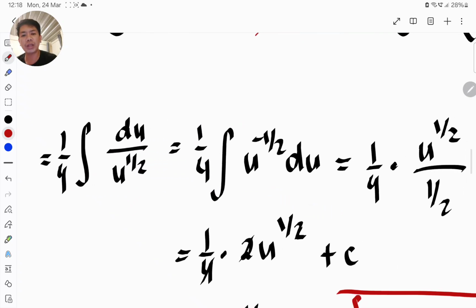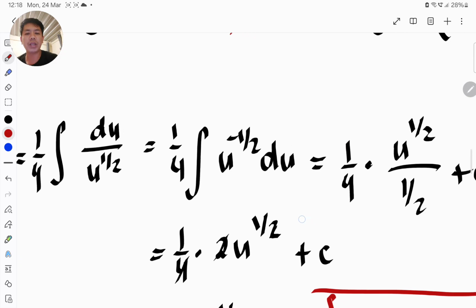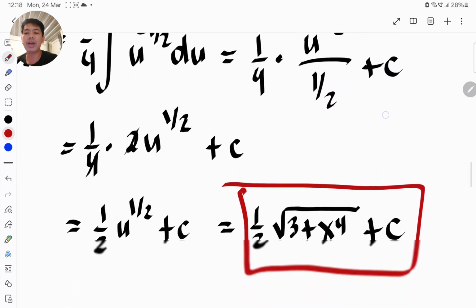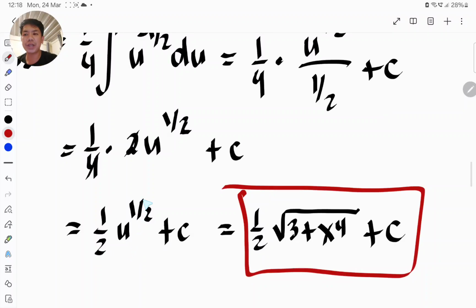1/4, then you bring up yung u raised to 1 half nyo, kaya magiging u raised to negative 1 half du. Okay? So, using the power rule of the integration, you have now 1/4 times u raised to, so this is negative 1 half, you just add 1, kaya magiging positive 1 half ito. Then, sa baba is positive 1 half din siya, plus c. Okay? So, simplifying, magiging 1 half u raised to 1 half plus c. And your u is just equal to 3 plus x to the 4th. So, ito na din yung sagot.